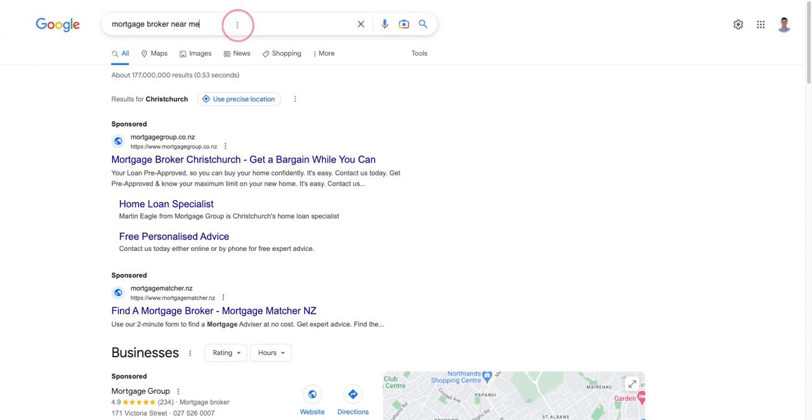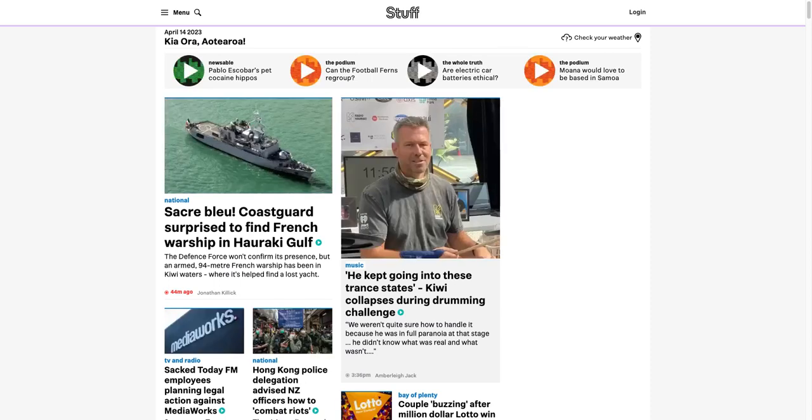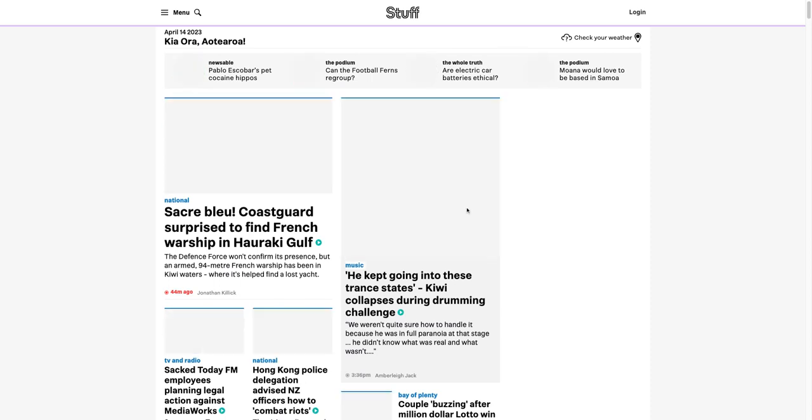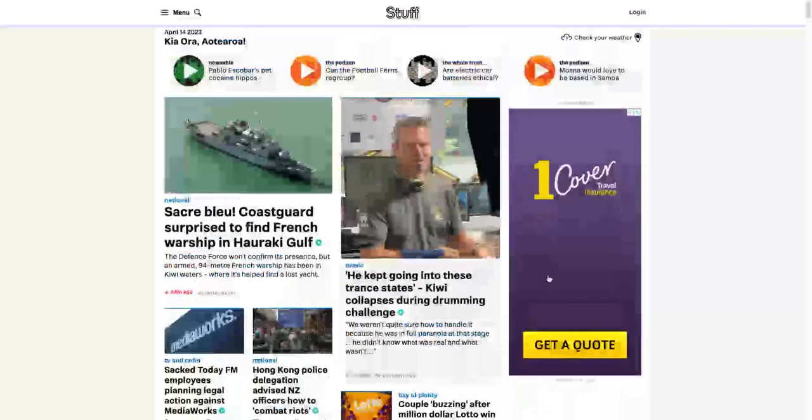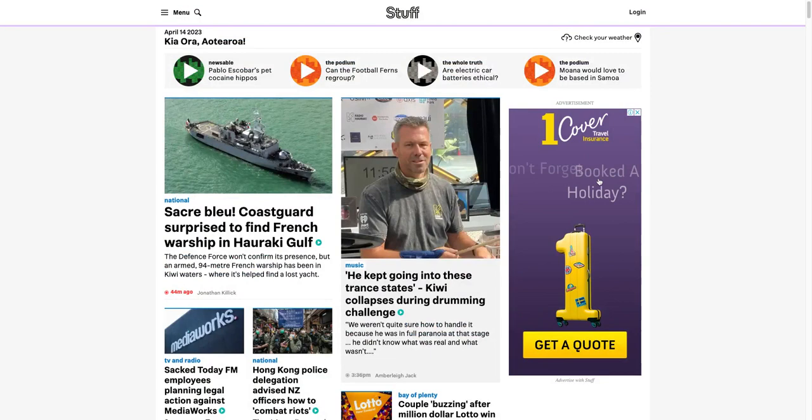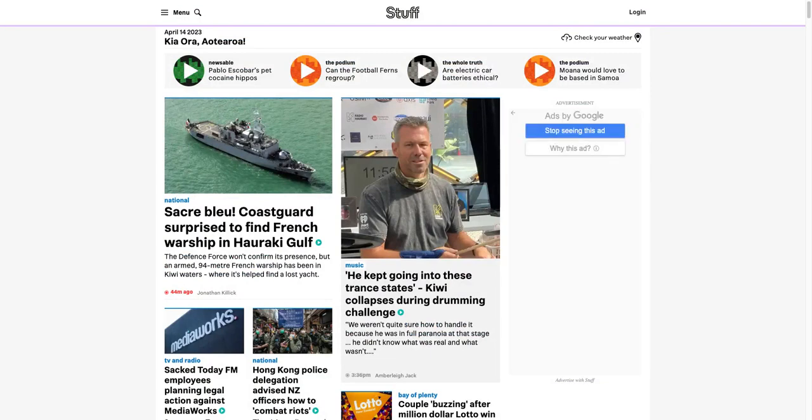And display advertising, you'd probably be pretty familiar with. If I load up, say, any news website in my local area, make sure my ad block is off and refresh the page, I'll start to see display advertising loading up on the page. Something like this travel insurance ad here, that's a classic example of a display ad. It's actually an Ads by Google display ad.